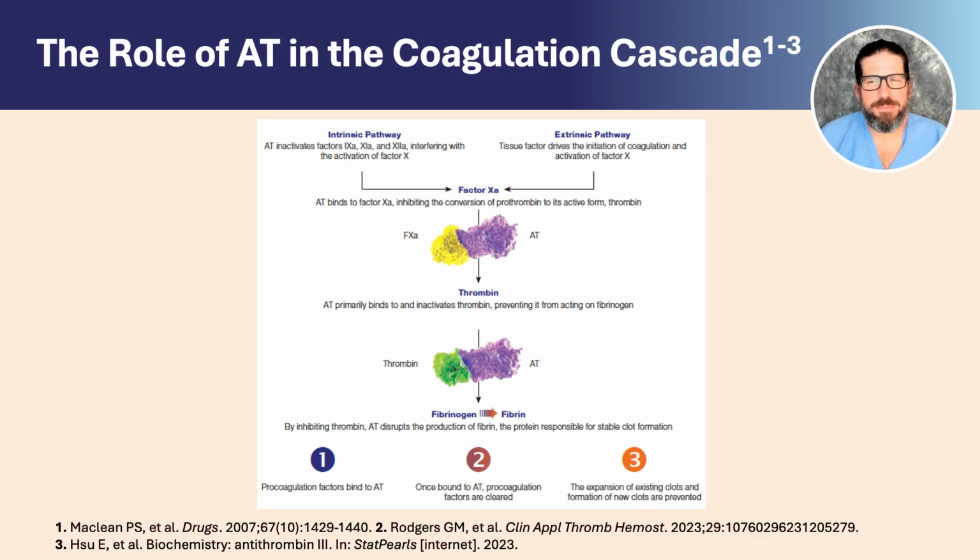formation. As you can see here, procoagulation factors bind to antithrombin. Once bound, procoagulation factors are cleared, preventing the expansion of existing clots and the formation of new ones.